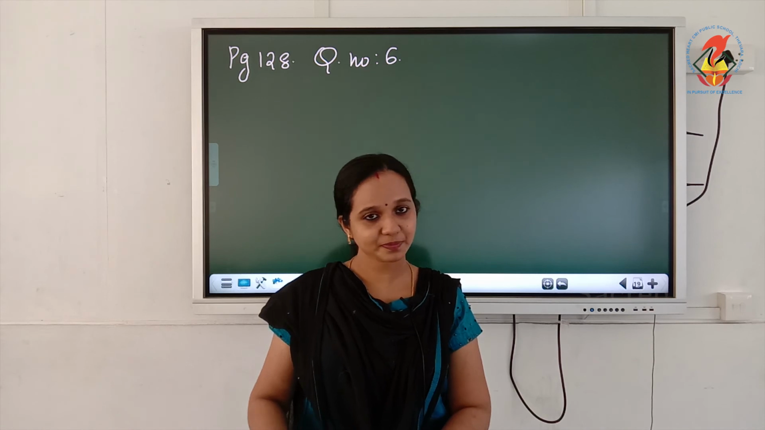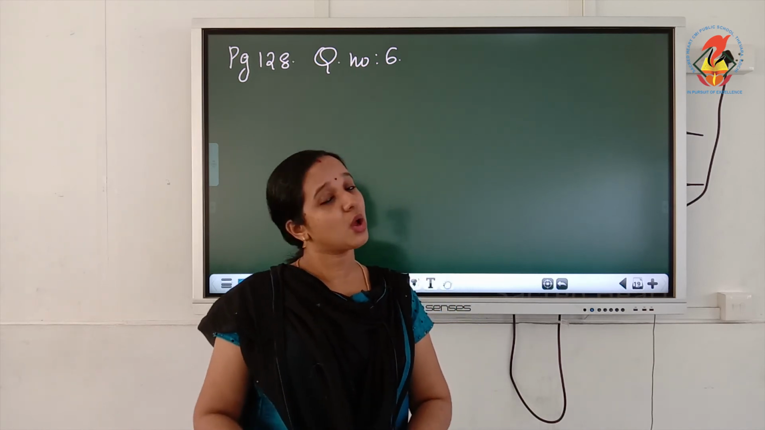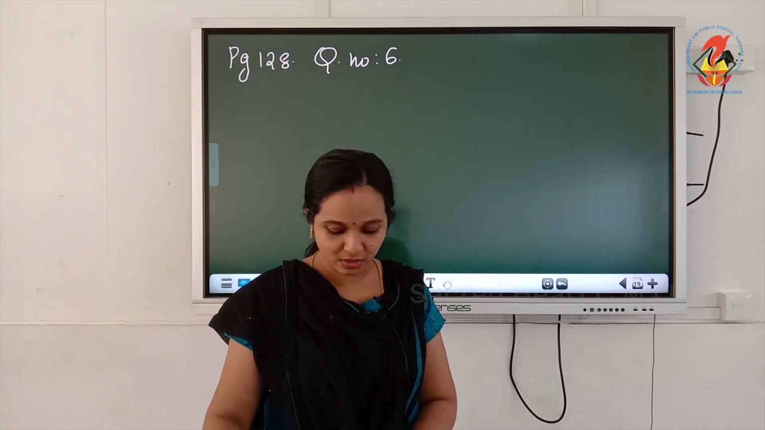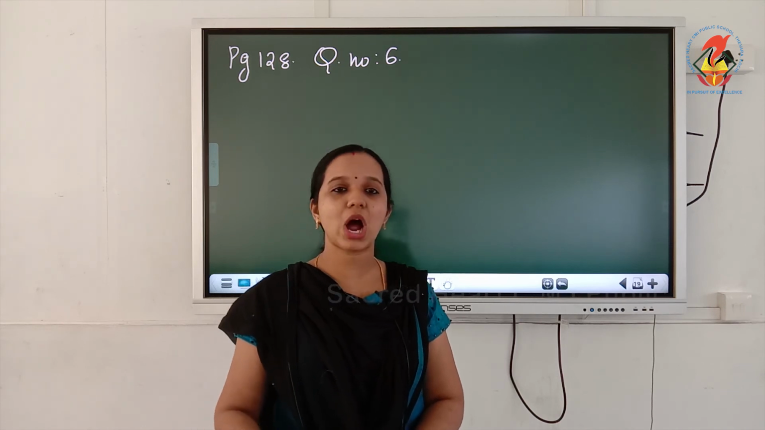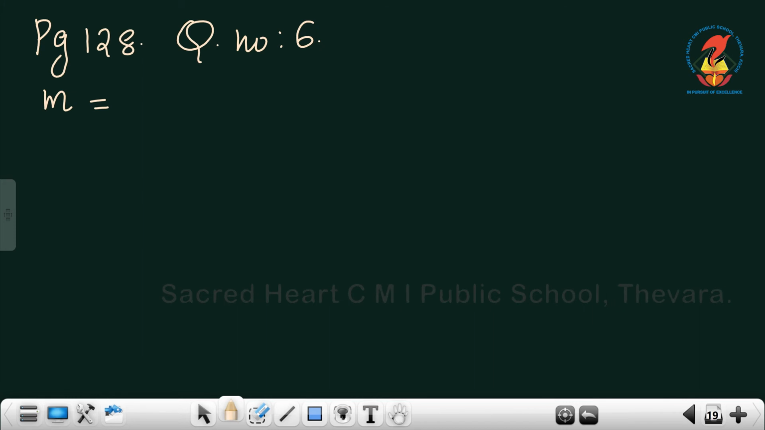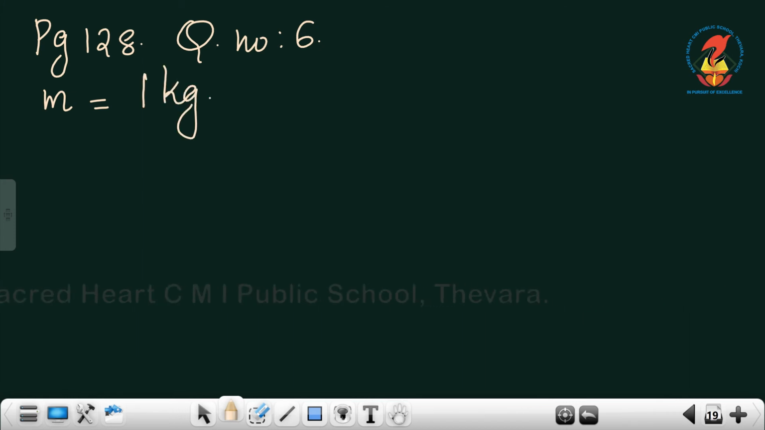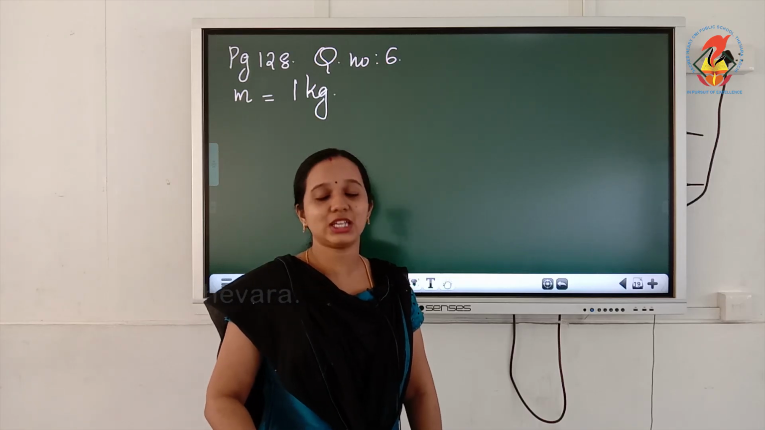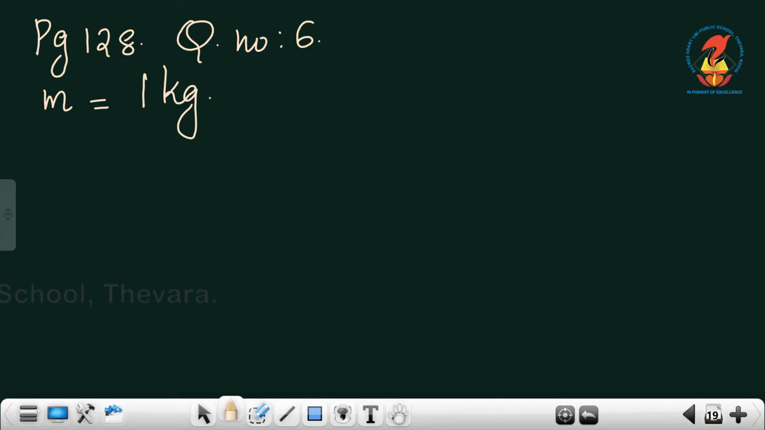That is the question. So let us write the given quantities first. A stone of 1 kilogram, so mass is given as 1 kilogram. It is thrown with a velocity of 20 meter per second. The stone was thrown with a velocity of 20 meter per second.